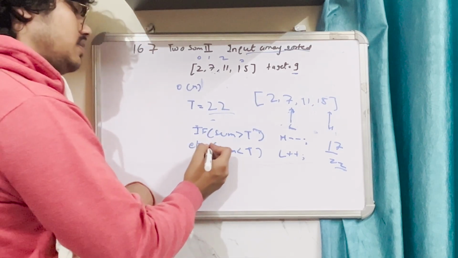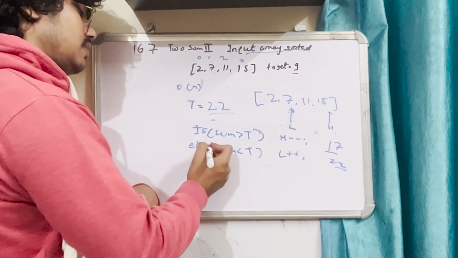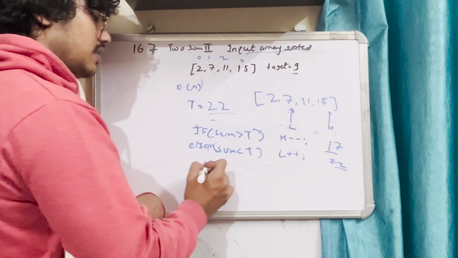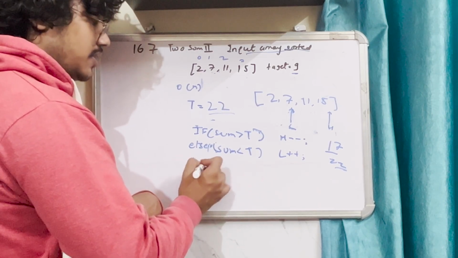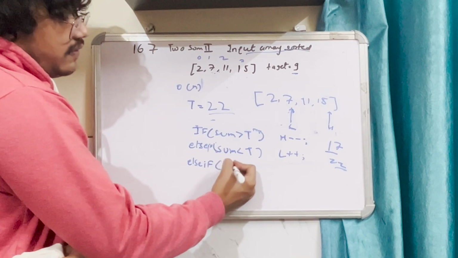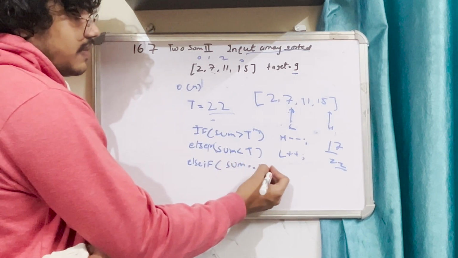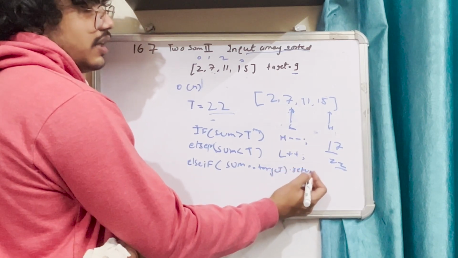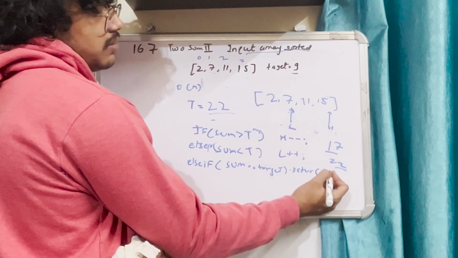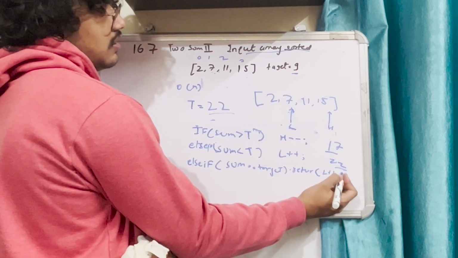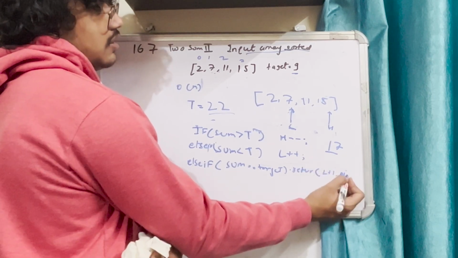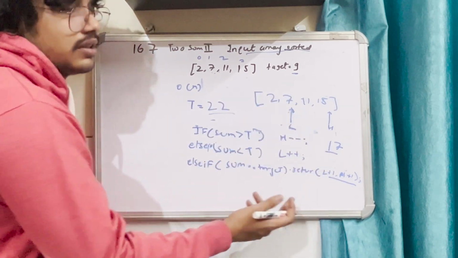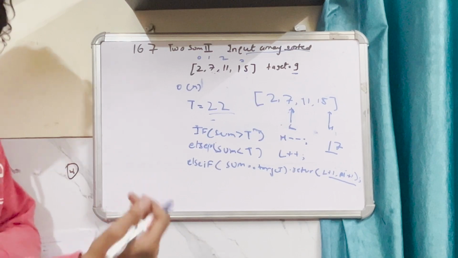Else if your sum double equals target, what you will do is simply return the indices l plus 1 comma h plus 1. You add 1 because it was one based indexing and you have to return according to that. So let me take you to the coding part and show you.